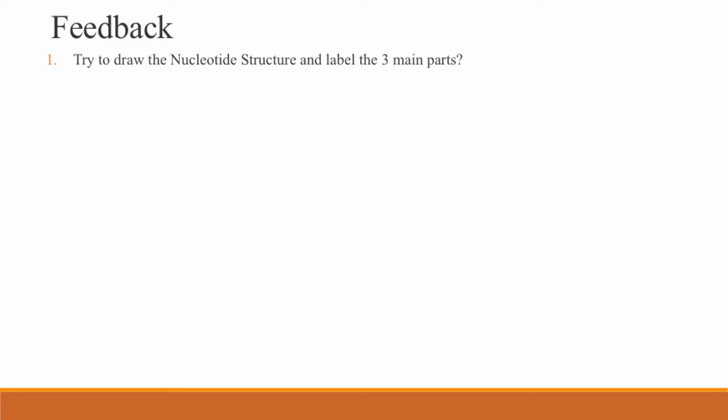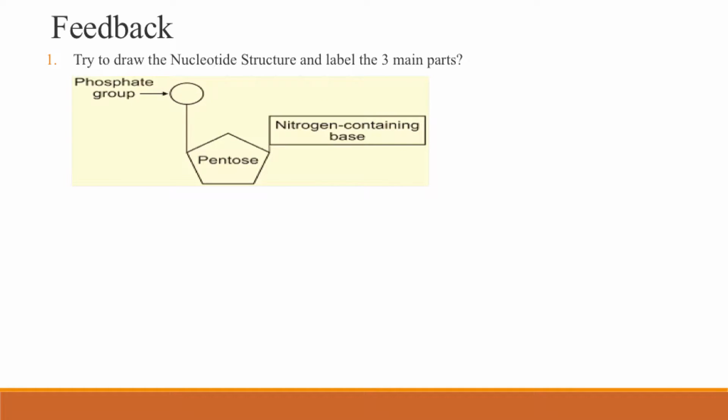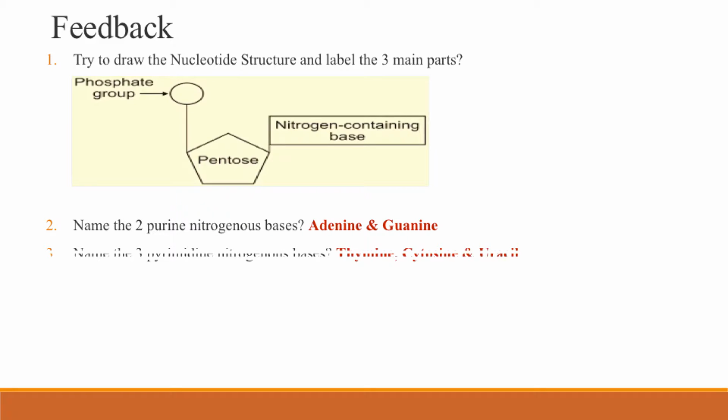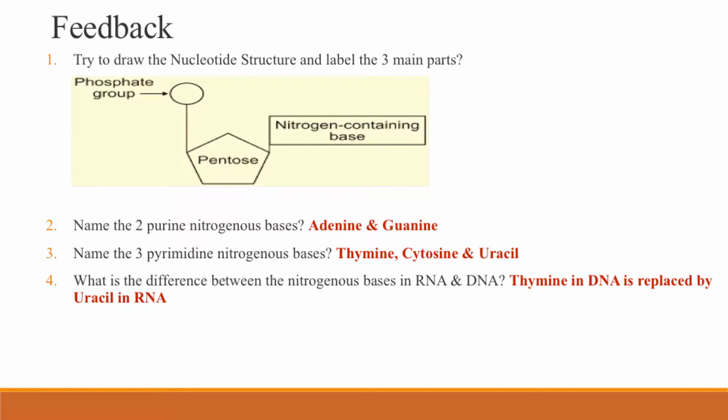Feedback to the questions. The nucleotide structure has phosphate group, pentose and nitrogenous base. The purine nitrogenous bases are adenine and guanine. The 3 pyrimidine nitrogenous bases are thymine, cytosine and uracil. And the difference between the nitrogenous bases in DNA and RNA is that thymine in DNA is replaced by uracil in RNA. If you have got all your answers correct, proceed to the second section of the lesson. If you have got any answers wrong, I suggest you replay the video and answer them again. Continue until you get all your answers correct. Now proceed to section 2 of the lesson.